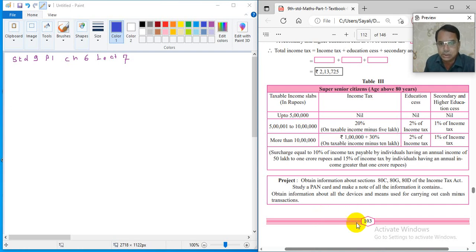So for them the rule is what? Up to 5 lakhs, there is no income tax, no education cess, no secondary and higher education cess. But when it is beyond 5 lakhs, up to 10 lakhs, so 5 lakh to 10 lakh is one slab, there the income tax is calculated as 20% on the taxable income minus 5 lakhs.